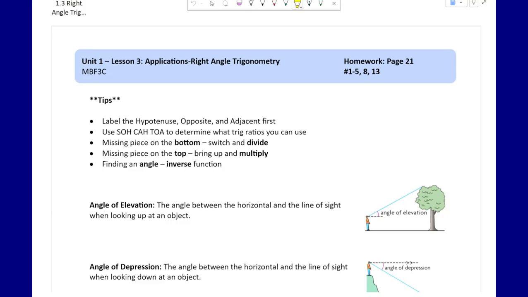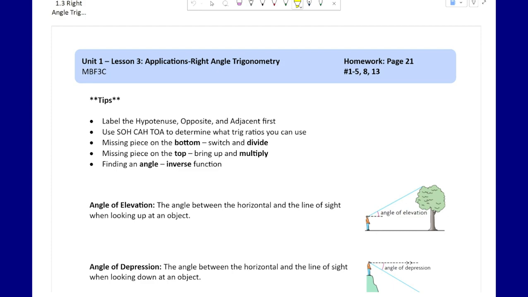Some things we want to be mindful of, or some tips we want to make sure we're following when we're dealing with these types of word problems or scenarios, is we want to again make sure that we label the hypotenuse, opposite, and adjacent. Those are the three sides of our right-angled triangle, and we want to label them properly because that will be important for figuring out what ratio to use. We then use SOHCAHTOA to determine what trig ratios we can use. Remember, look at the sides that we're dealing with and then determine which ratio deals with those two sides.